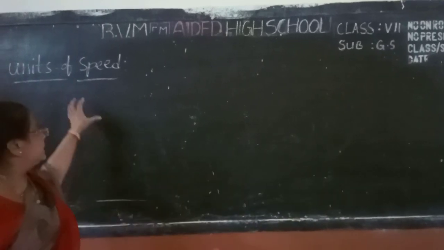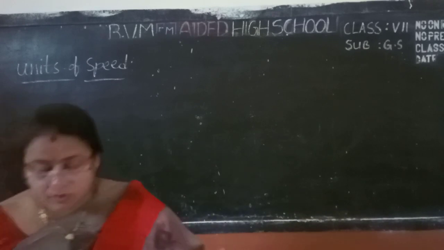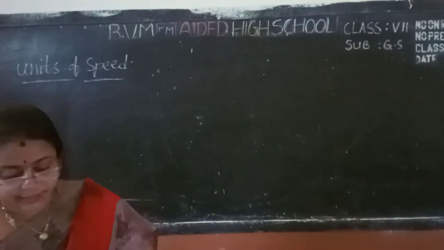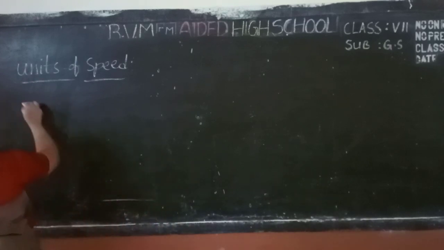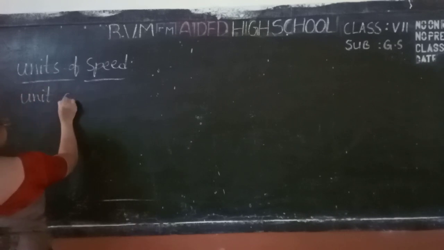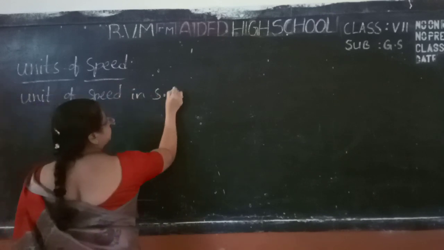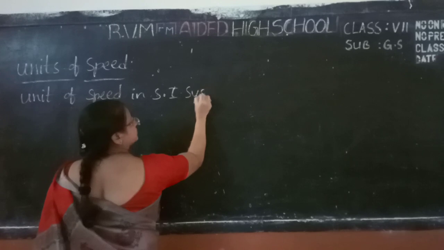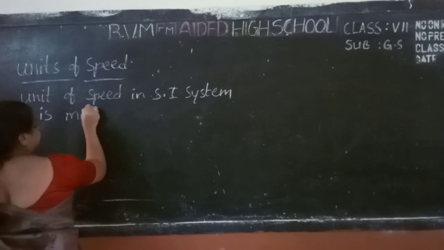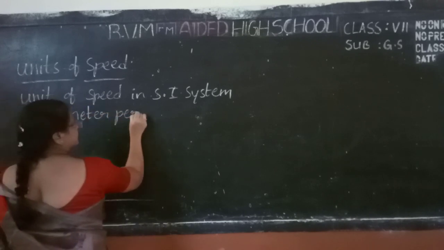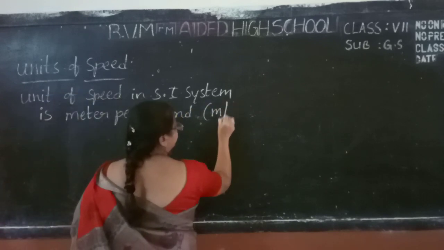Now we move to the units of speed. Depending on the need and context, the speed is measured in different units. The unit of speed in the SI system is meter per second. It is denoted as m/s.